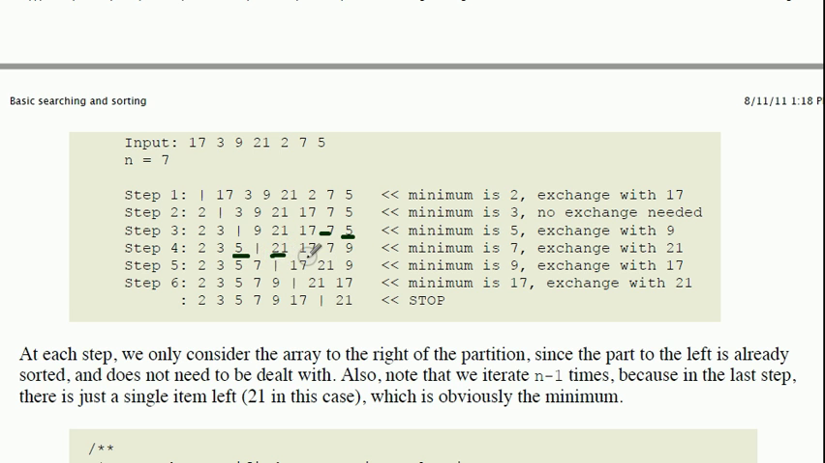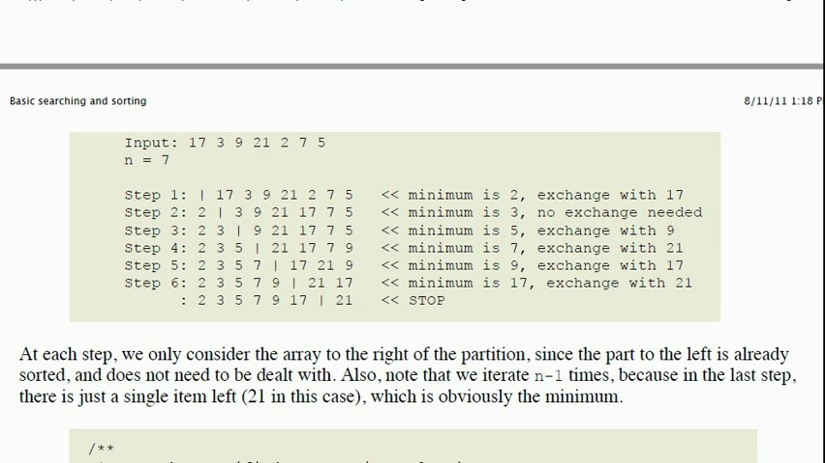Now we'll look for 21. Of course, there's 17, there's 7, there's 9, but the smallest one is 7, so I will move 7 over here. And then for 17, there's 9, so I'll move 9 over here. And then 21 and 17, there's 17, and then 21, and it stops.